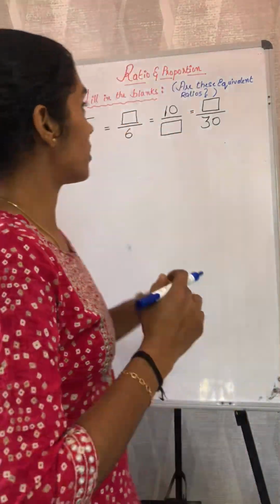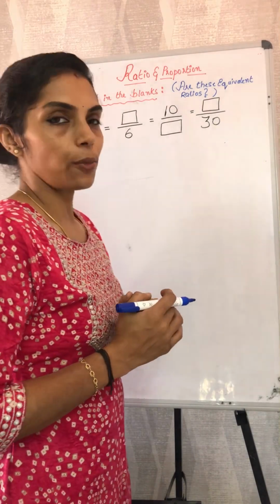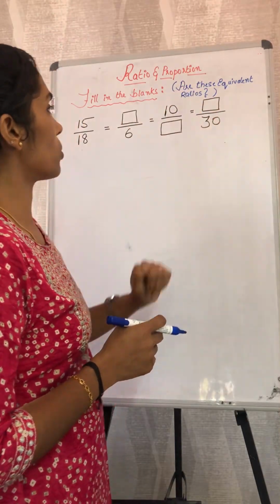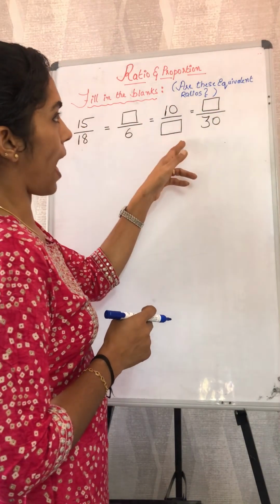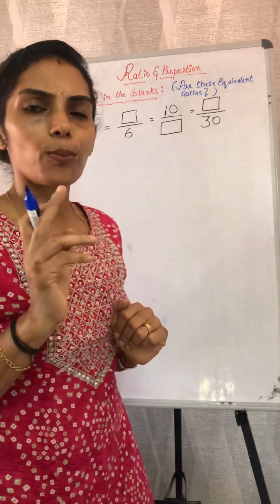Today I have come with a different type of question, that is fill in the blanks from the chapter Ratio and Proportion. And here it's asked, are these equivalent ratios? So you have got your 4 ratios and you have to fill up the blanks and find whether these ratios are equivalent. So please recall what equivalent fractions are.